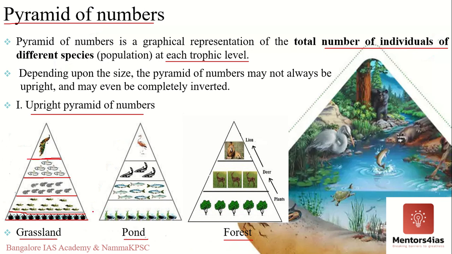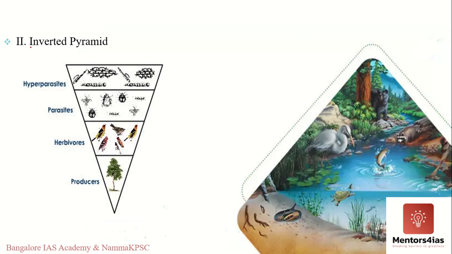Now this is a pyramid of numbers, and therefore we are representing the number of organisms at each trophic level in a food chain. Since the number of organisms decreases as we move through different trophic levels, this grassland ecosystem has an upright pyramid of numbers. Similar is a pond ecosystem as well as a forest ecosystem. Next we look into an inverted pyramid. If you consider a tree ecosystem, here we should see the same pyramid of numbers, but here we have an inverted pyramid.